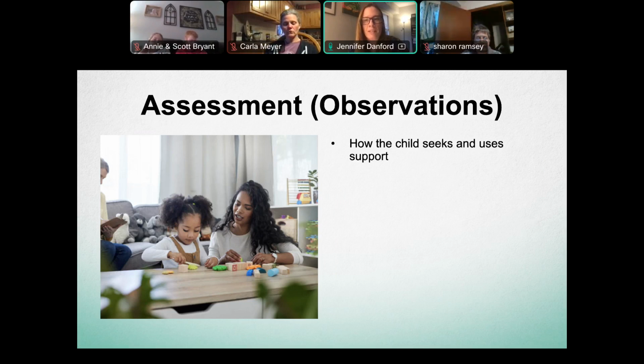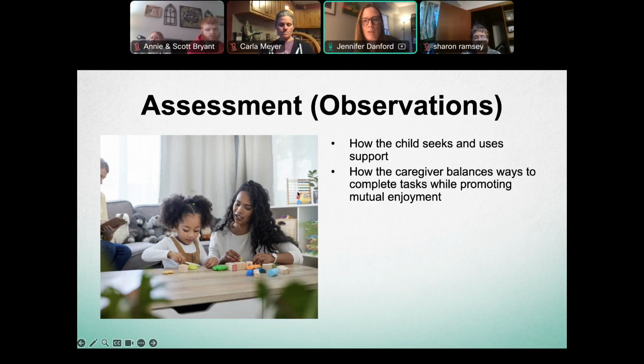So how the child seeks and uses support. Does the child ever ask for help, or do they just get frustrated and quit something and then blame someone, or are they very independent? Like, what does that look like? Do they only ask one person? How both of you together balance ways to complete tasks while also trying to keep the home a fun place to live in. How comfortable they are with the main caregivers.